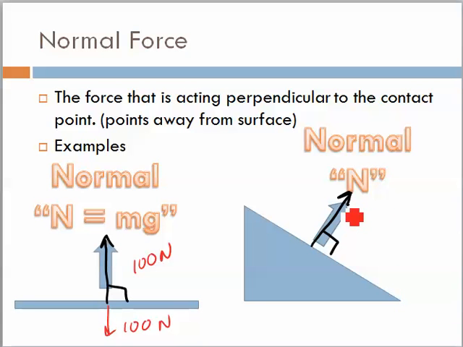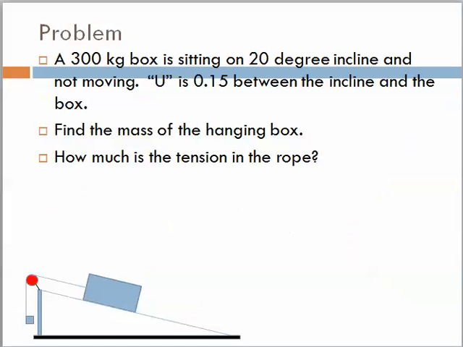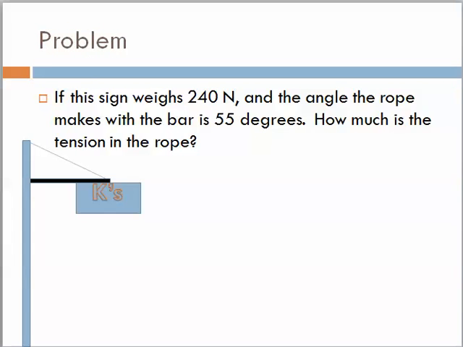I guess we'll go on here. Let's look at our first problem. All right, here's the first problem for today. If this sign weighs 240 newtons and the angle the rope makes with the bar is 55 degrees, how much is the tension in the rope?